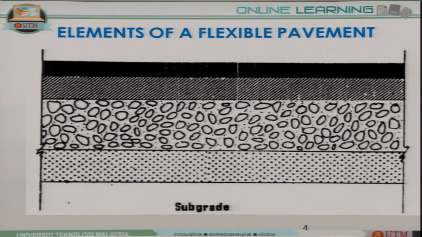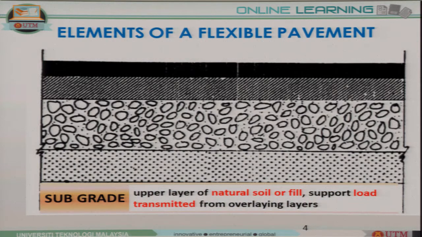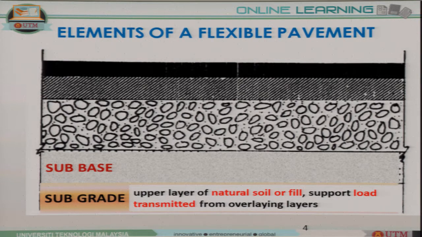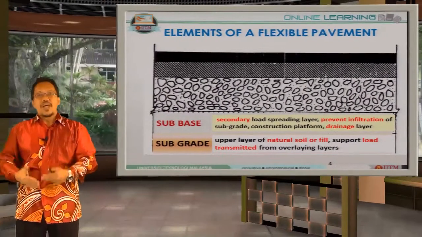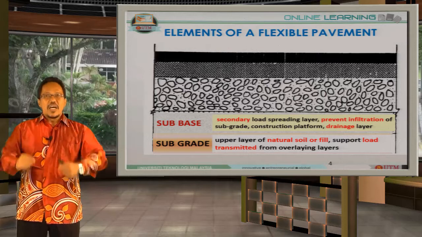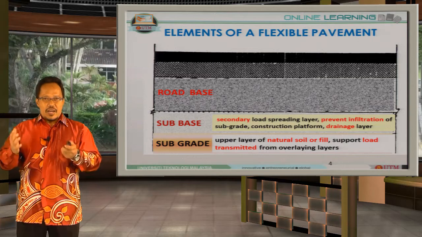Okay, these are the elements of a flexible pavement. We have down there subgrade. It is the uppermost layer of natural soil or backfill which will support the load transmitted from the top layer. Second, subbase. Subbase is a secondary load spreading layer which will prevent the infiltration of the subgrade into the road base. It will act as a construction platform, and if there is no drainage layer, it will also act as a drainage layer. The most important, road base.